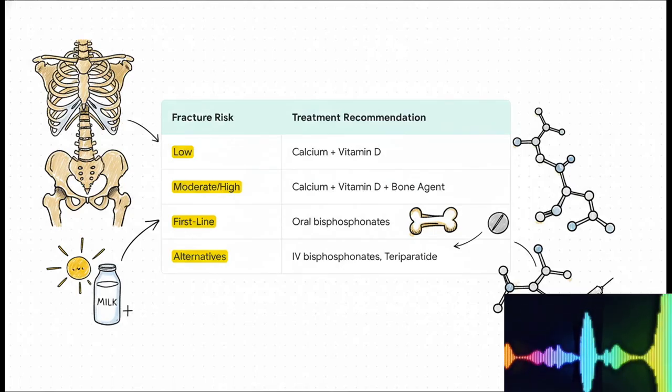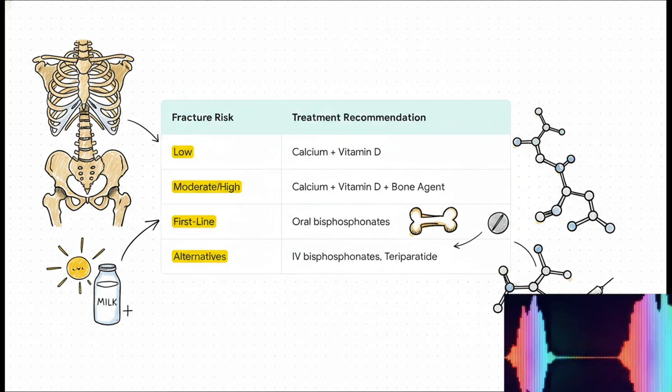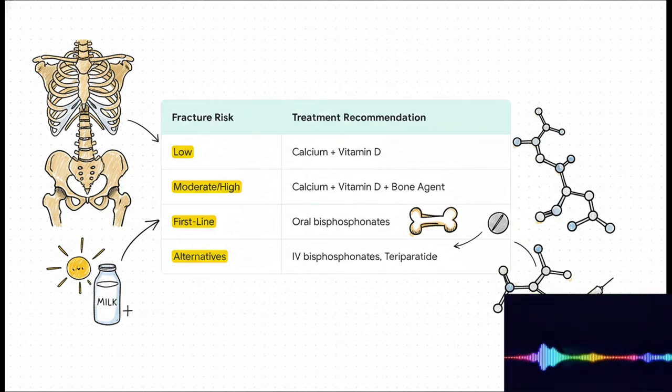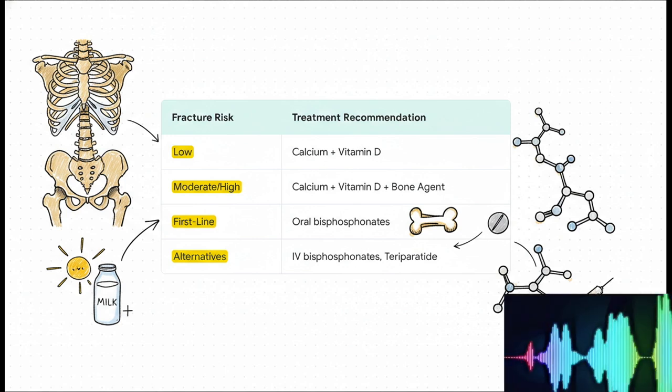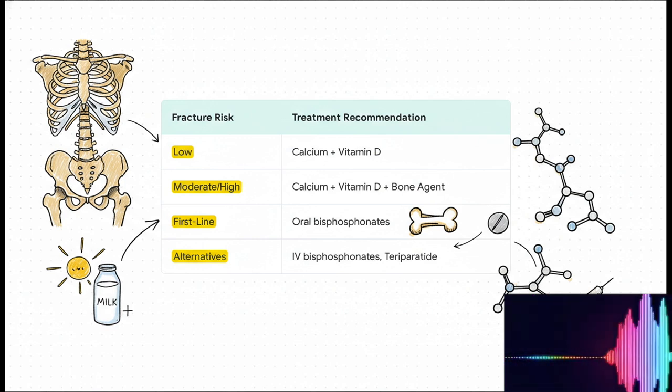The good news is we actually have a clear roadmap from the American College of Rheumatology. First, make sure calcium and vitamin D are sufficient for everyone. Then you risk stratify the patient. If they fall into that moderate or high risk category, they need a bone active agent. And this is really important for our population. Both oral bisphosphonates like alendronate and risedronate, and teriparatide, are specifically FDA approved for treating GIO in premenopausal women.